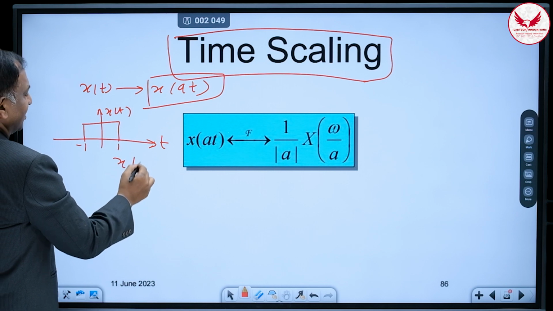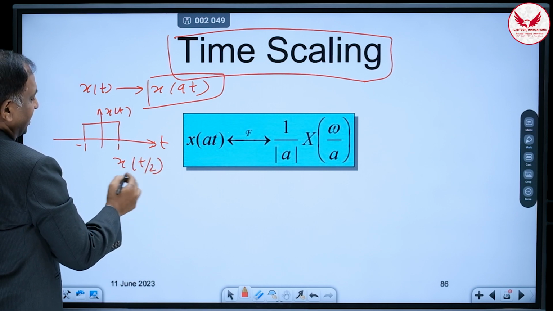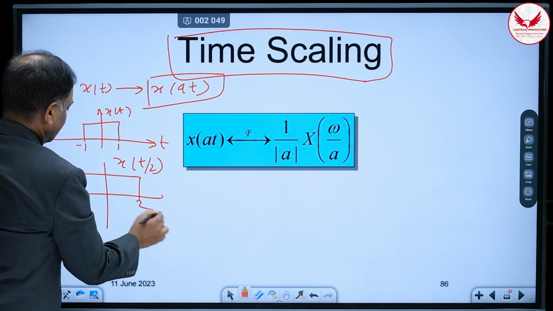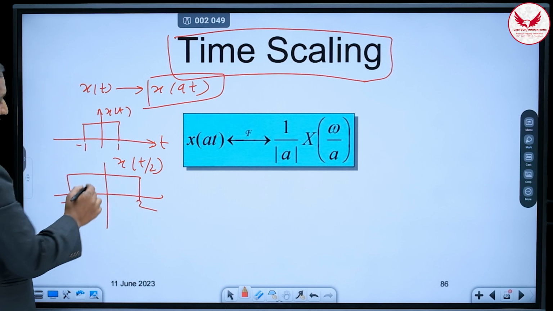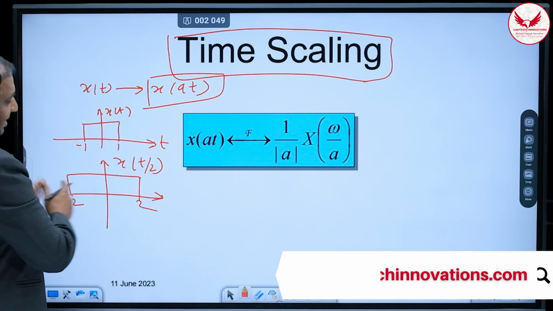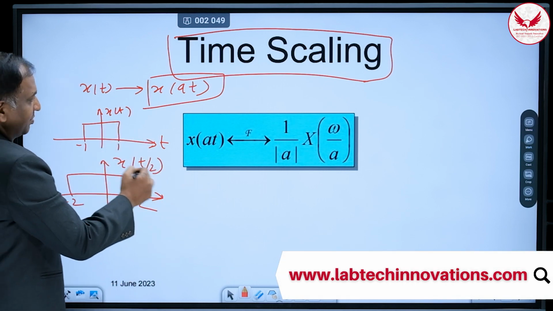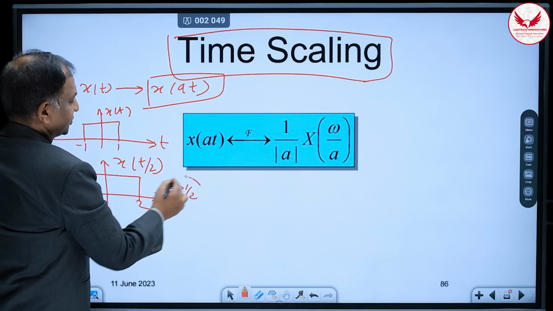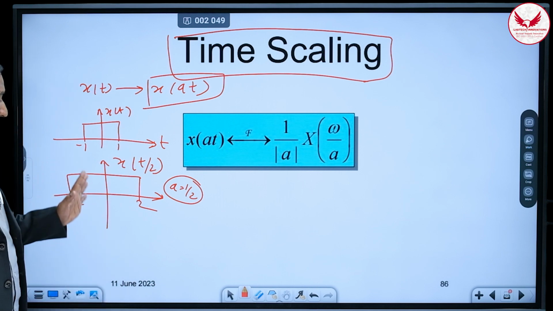So when I want to plot x of t by 2, the signal will look like this, where this is 2 and this is minus 2. So this is the expansion. When the value of a is less than 1, the signal is expanded in the time domain. If you compare this equation with x of at, a is equal to 1 by 2, so when a is less than 1, it is the expansion.